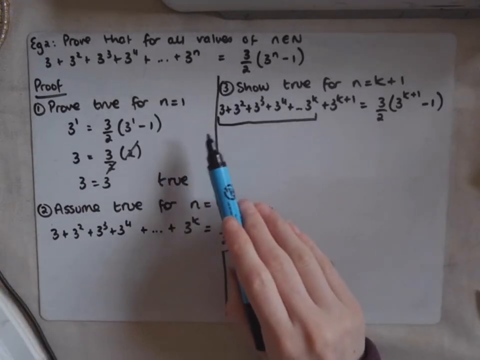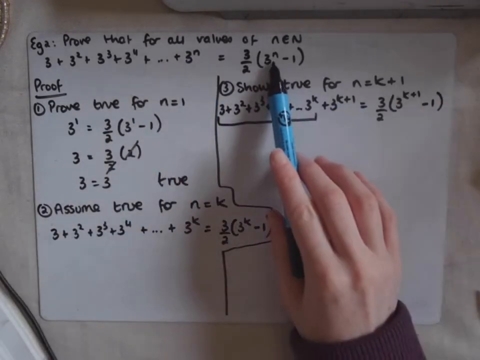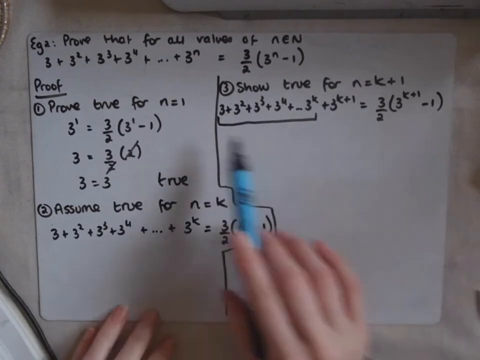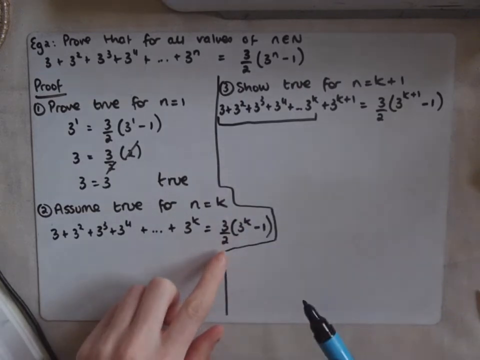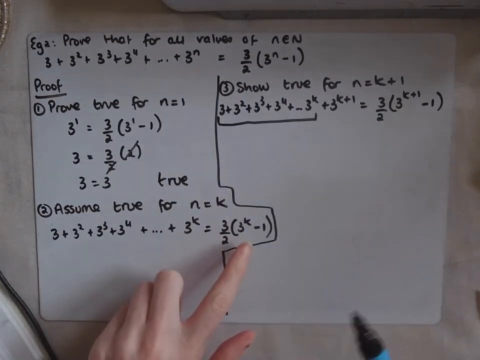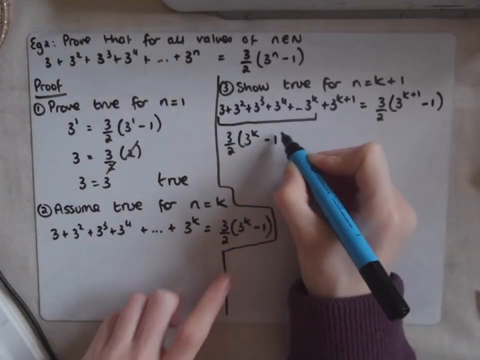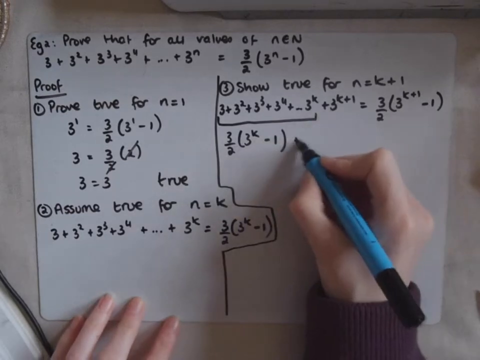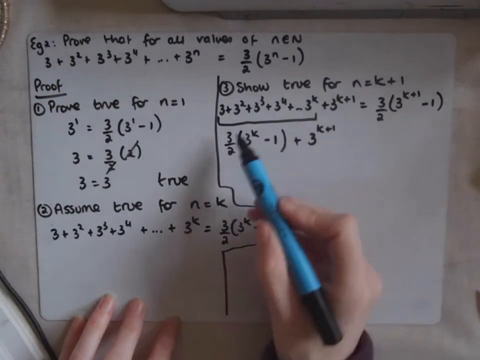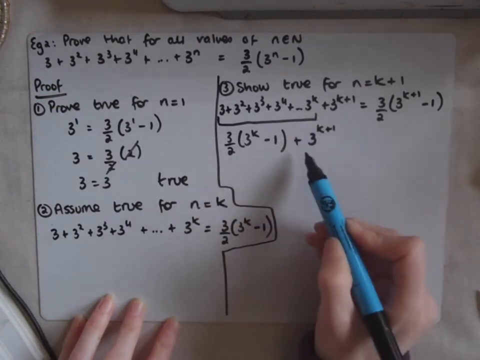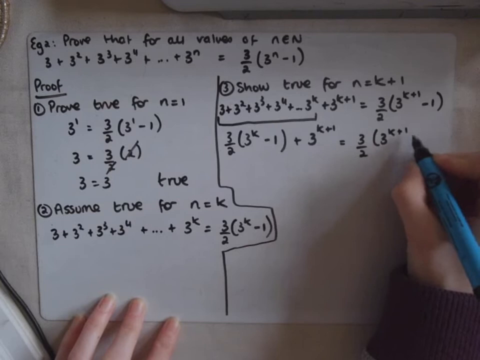In my series, instead of n, I've put in my k plus 1, and the same on the right, instead of n, I've put in my k plus 1. Now, I've assumed that I know, instead of this, that it's equal to 3 over 2, 3 to the power k minus 1. So let's replace that. So 3 over 2, 3 to the power of k minus 1, plus 3 to the power of k plus 1. Okay, so all I've done is I've replaced the underlined bit with this, and I'm left still with this, and just leave the right hand side.